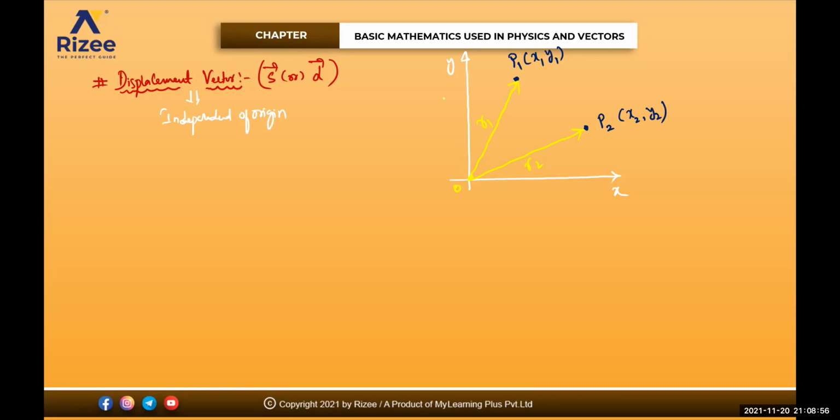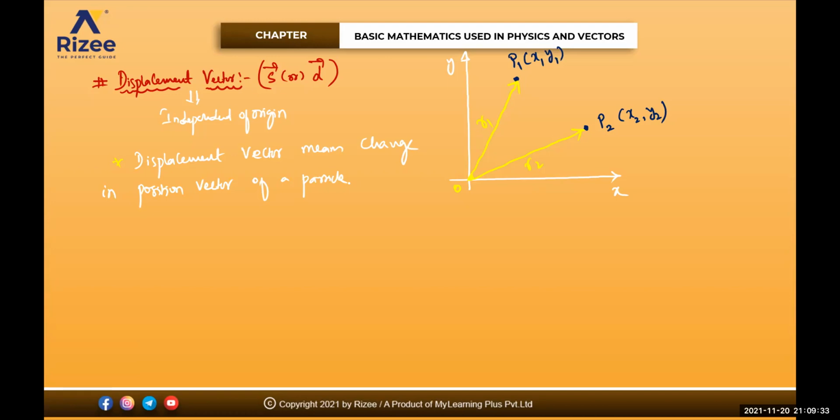What do you mean by displacement vector, beta? Displacement vector is nothing but change in position vector of a particle. Displacement vector means change in position vector of a particle.